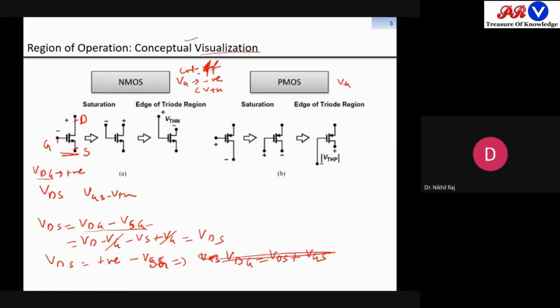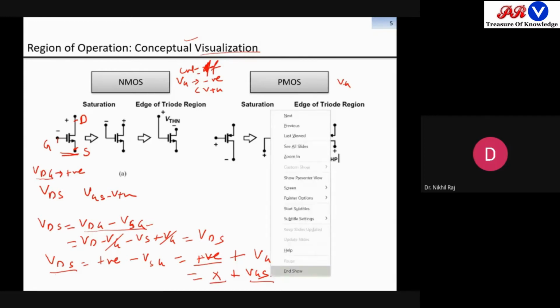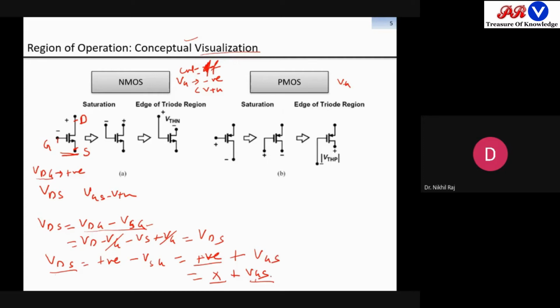So, what we'll get here? Let me erase this part. Positive minus VSG, so that is equals to positive plus VGS. Okay. So, let's say positive is some x value. So, it is x plus VGS. So, what we see here, VDS is VGS plus some X factor. Okay, so VDS is higher than VGS. So once the conclusion comes that VDS is higher than VGS with an X value, so whatever we do, VDS will definitely be much more higher.